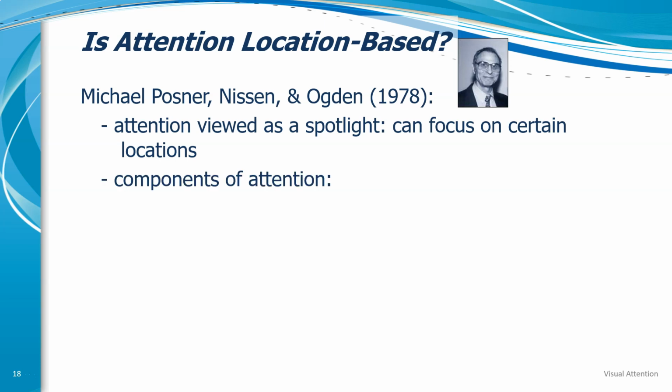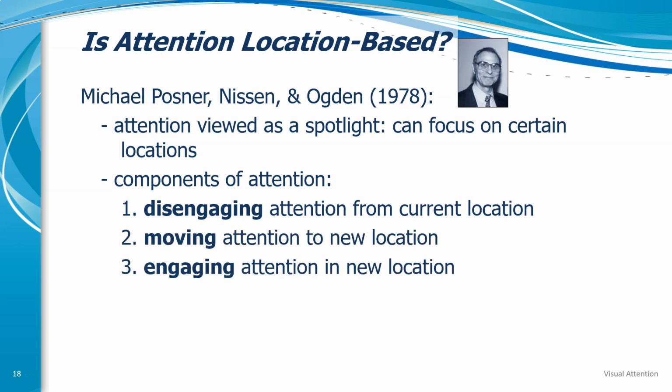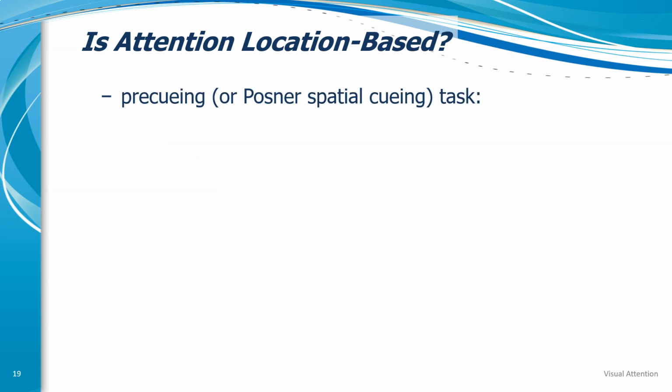So that leads to three proposed components. If you want to move your spotlight, you have to disengage it, and you have to move it over to the new location, and then re-engage it, so turn it back on again. And the idea is that these components are going to take some time. So Posner and his colleagues developed a task, which is called pre-cueing, but a lot of people just call it the Posner spatial cueing task. This is the way it works.